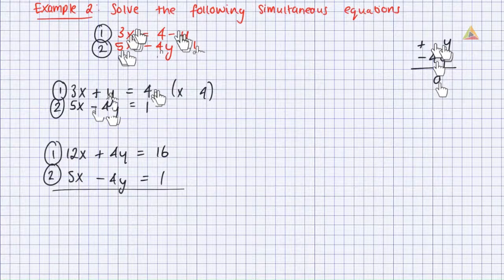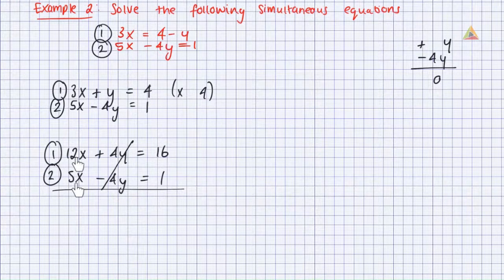Now you'll see what has happened here. You have a plus 4y and you have a minus 4y, which means we can get rid of them. So cross that out. 12x plus 5x is 17x. Is equal to 16 plus 1 is 17. So now we can solve for x. So x is equal to 17 over 17. So x is 1.